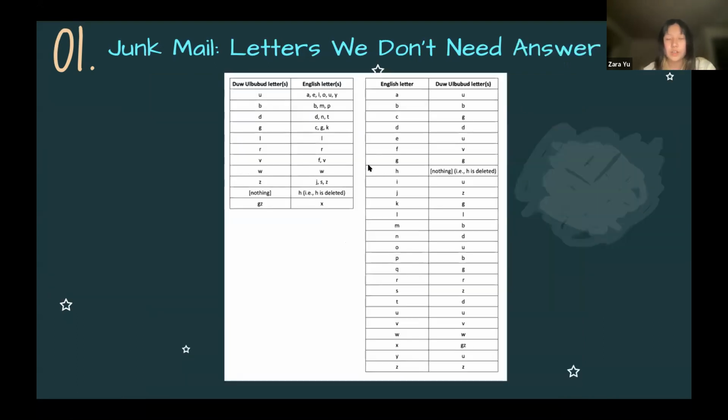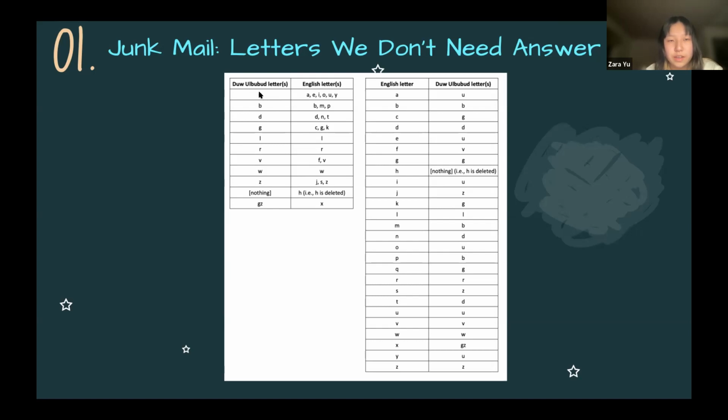So first, for a problem like this, what you want to do is mark down every translation so you don't forget anything. Here, there's two tables. One of them is from the other language to English and then English to the other language. So either one is fine.